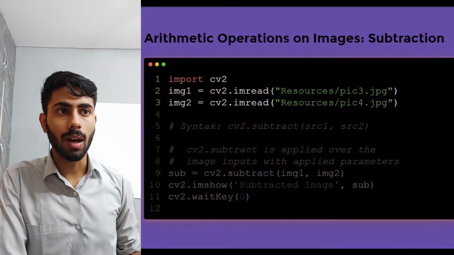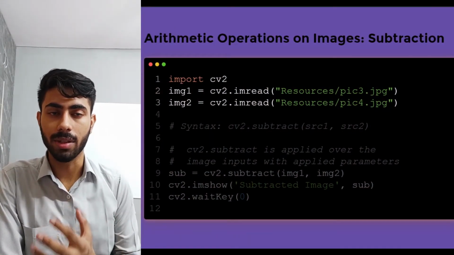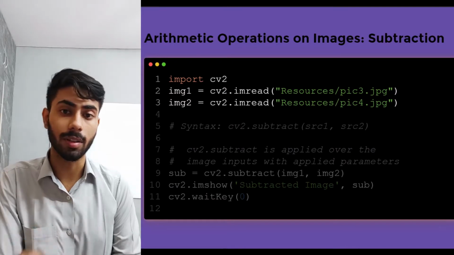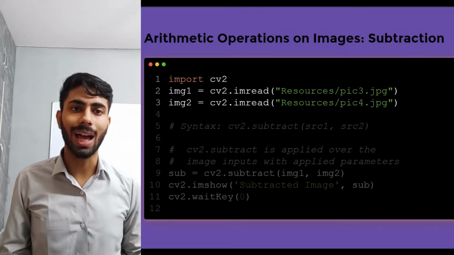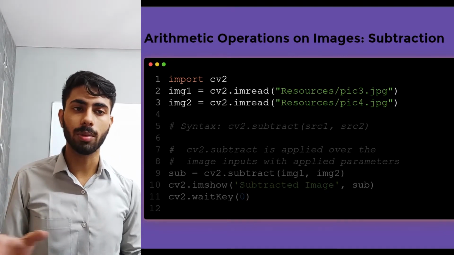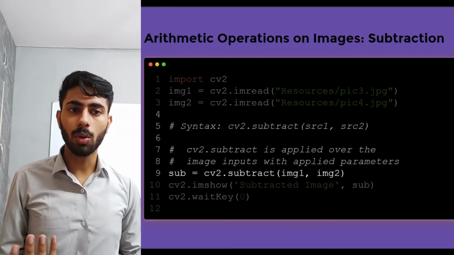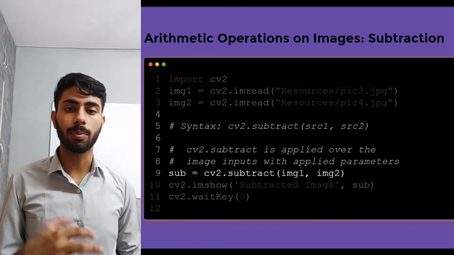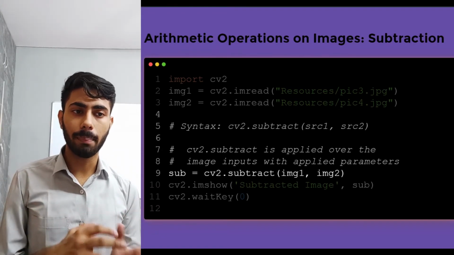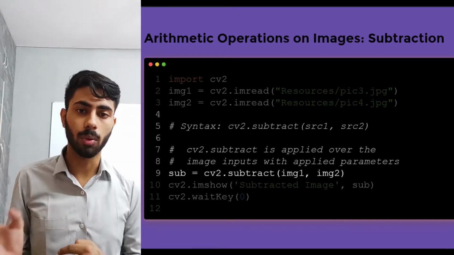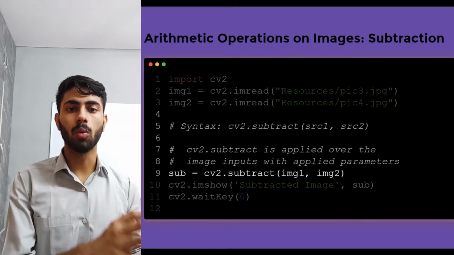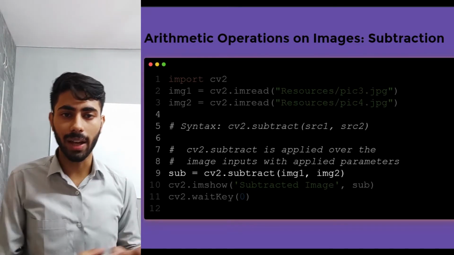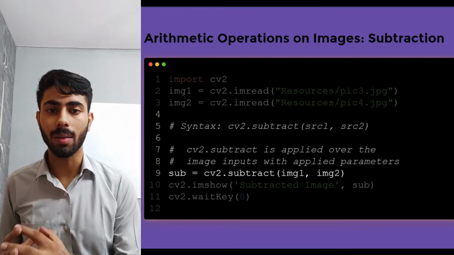Now let us discuss how we can subtract two images, that is, subtract the pixels present in the two images. To do that, you first have to import your OpenCV module and load the two images that you want to subtract from each other. After that, you use the subtract method, and as parameters you pass both images, image 1 and image 2, and store the final image inside another variable. Here that variable is sub.